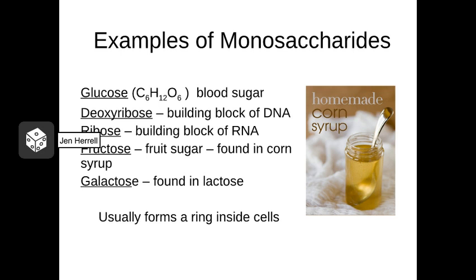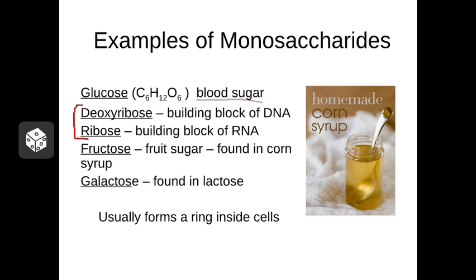These are the major monosaccharides that you should know. By far, the most common monosaccharide in nature is this molecule, glucose. Its chemical formula is C6H12O6. Now, it's known as blood sugar, and that's true, we do have it in our blood, but it doesn't just come from blood. We find it in all sorts of different cells. It's a major energy source for living things.